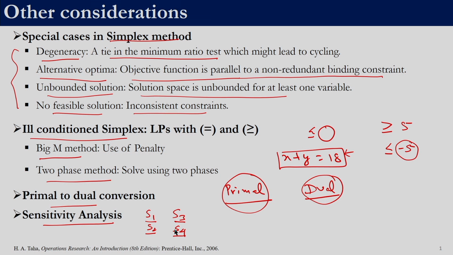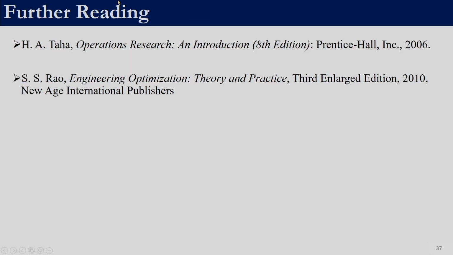For all this you can look into any standard book of optimization. One of them is by Taha and the other one is by S.S. Rao. With that we will be concluding this session on linear programming using simplex method. In the next session we will be looking at branch and bound method to solve mixed integer linear programming problems. Thank you.